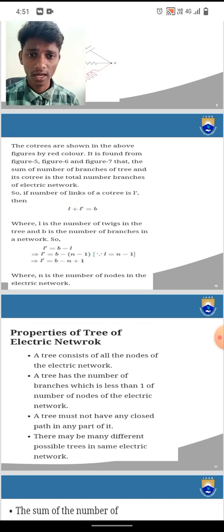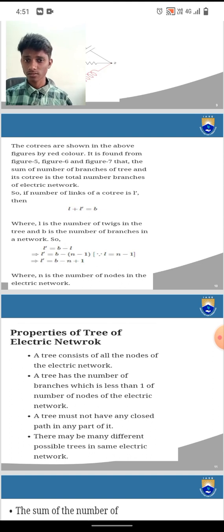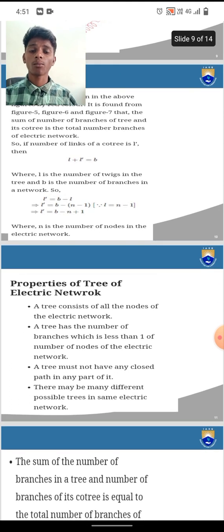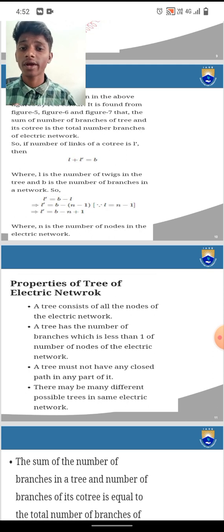We can see L is equal to N minus 1, and the same procedure applies for the co-tree, where N is the number of nodes in the electric network. This is the procedure we can apply to the number of branches.